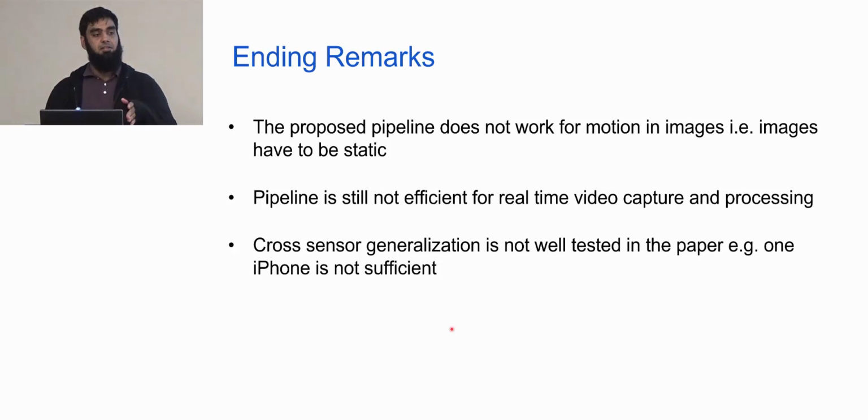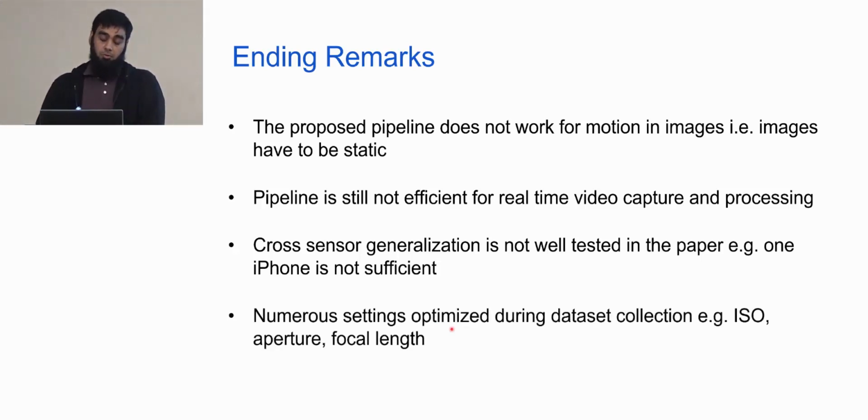And interestingly, the iPhone 6s they used consisted of the Bayer array. So that was a problem. And finally, during their data collection, a lot of settings had to be optimized. So it's really impractical to be collecting a large data set because you need to adjust ISO, aperture, and focal length when you're recording each scene differently.